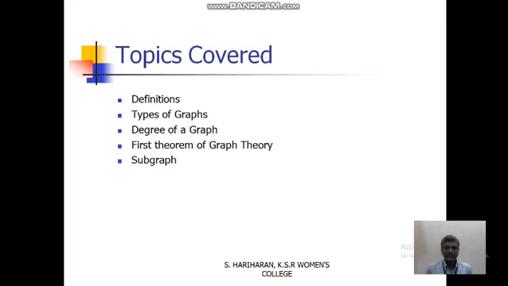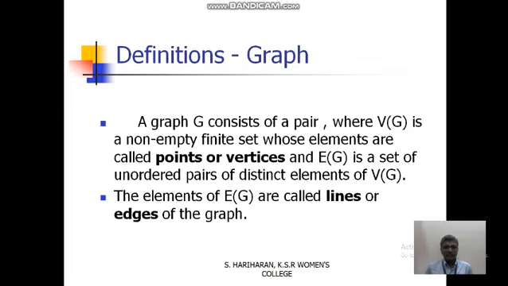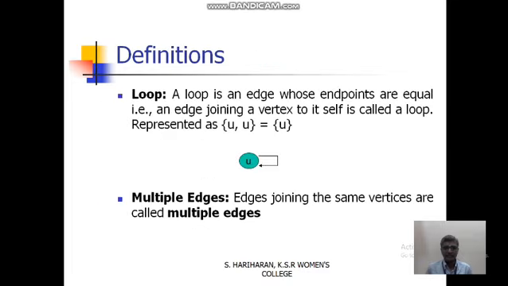Next one, in this video we are going to cover important topics like definitions of graph theory, types of graph, degree of a graph, first theorem of graph theory and subgraph. Let us see one by one. Definition. What is meant by graph? A graph G consists of a pair where V of G is a non-empty finite set whose elements are called points or vertices, and E of G is a set of unordered pairs of distinct elements of V of G. The elements of E of G are called lines or edges of the graph.